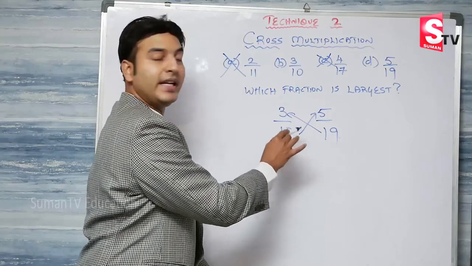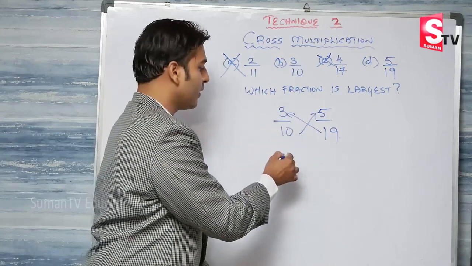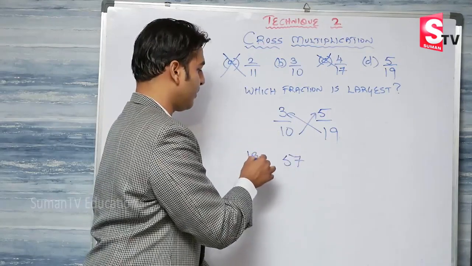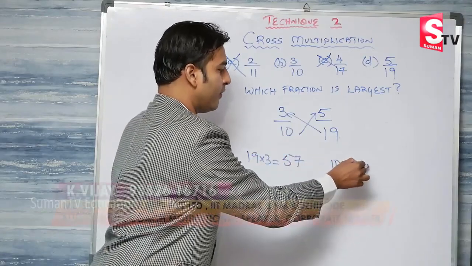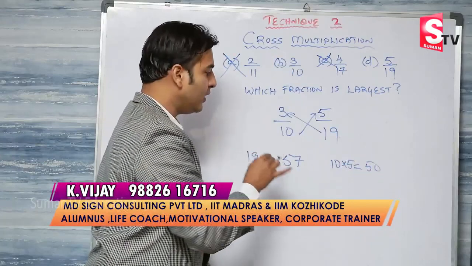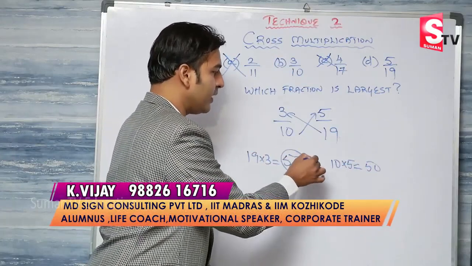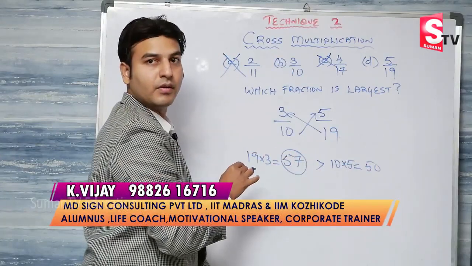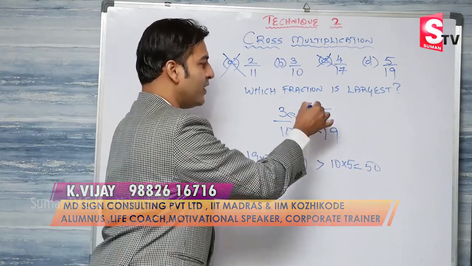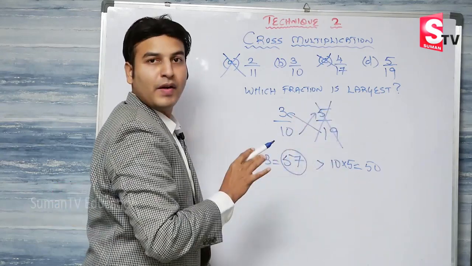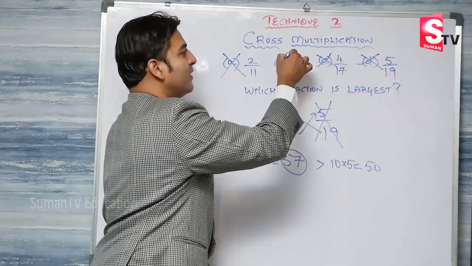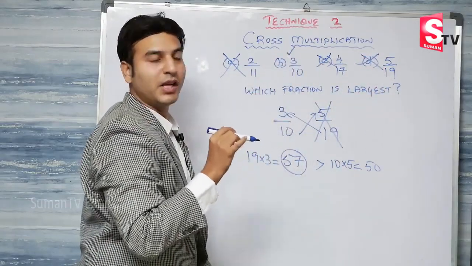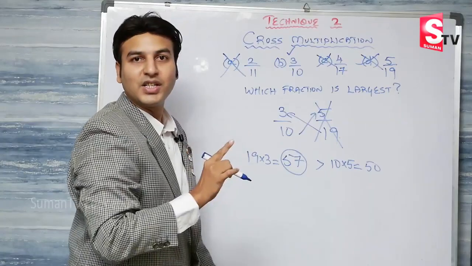I know that 19 into 3 is 57. I also know that 10 into 5 is 50. So we know that this number 57 is greater than 50. So what we do is we strike out this option 5 by 19, and what we're left with is this particular option called B, which is 3 by 10, which is the largest.